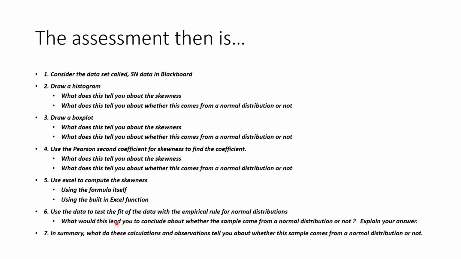Number 6, use the data to test the fit of the data with the empirical rule for normal distributions. What would this lead you to conclude about whether the sample came from a normal distribution or not? Explain your answer. In summary, what do these calculations and observations tell you about whether the sample came from a normal distribution or not?